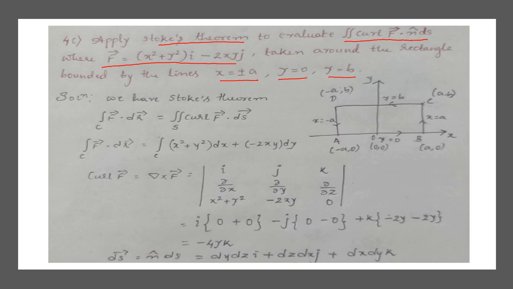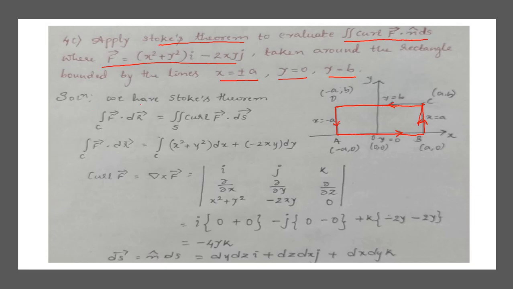Let us go with the graph first. x equal to plus or minus a means x equal to minus a and plus a. These are the lines. Then y equal to 0 is this line, and this is the line y equal to b. So I am taking along A, B, C, D, a rectangle ABCD.